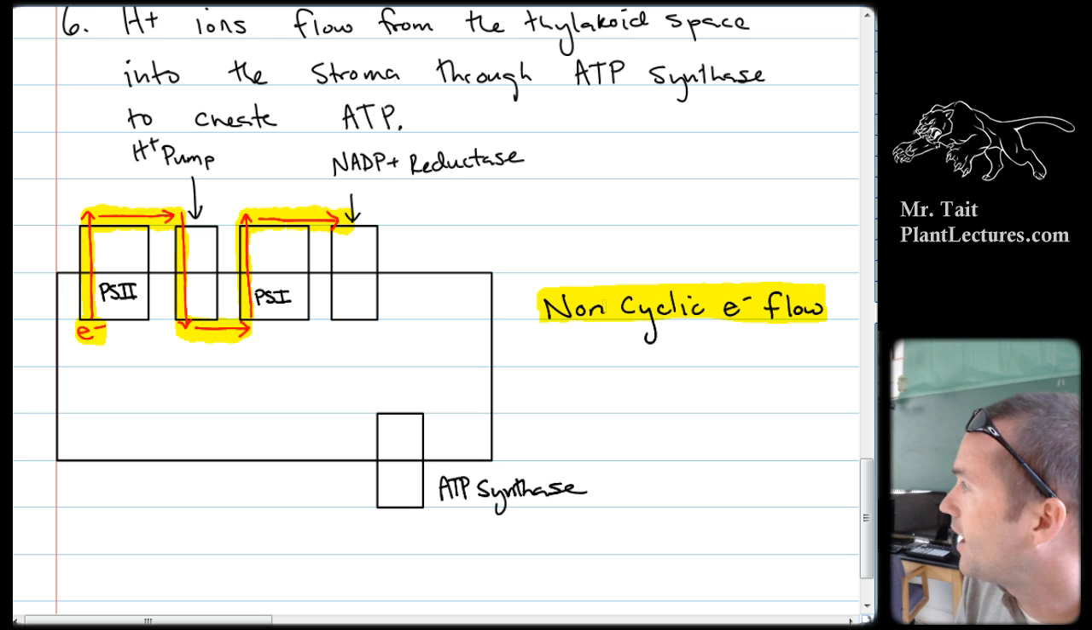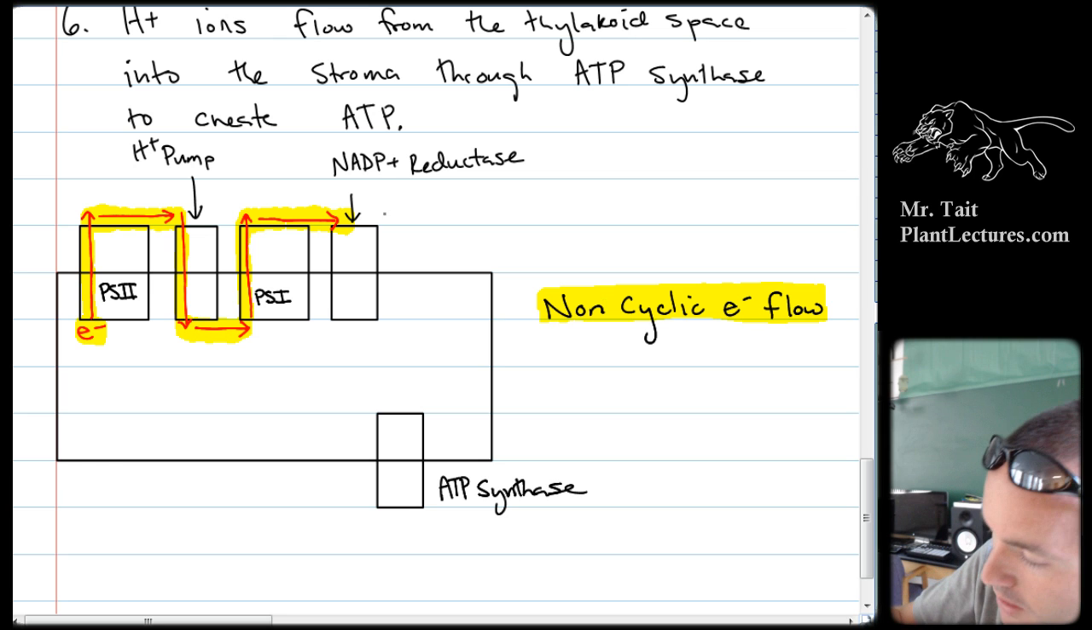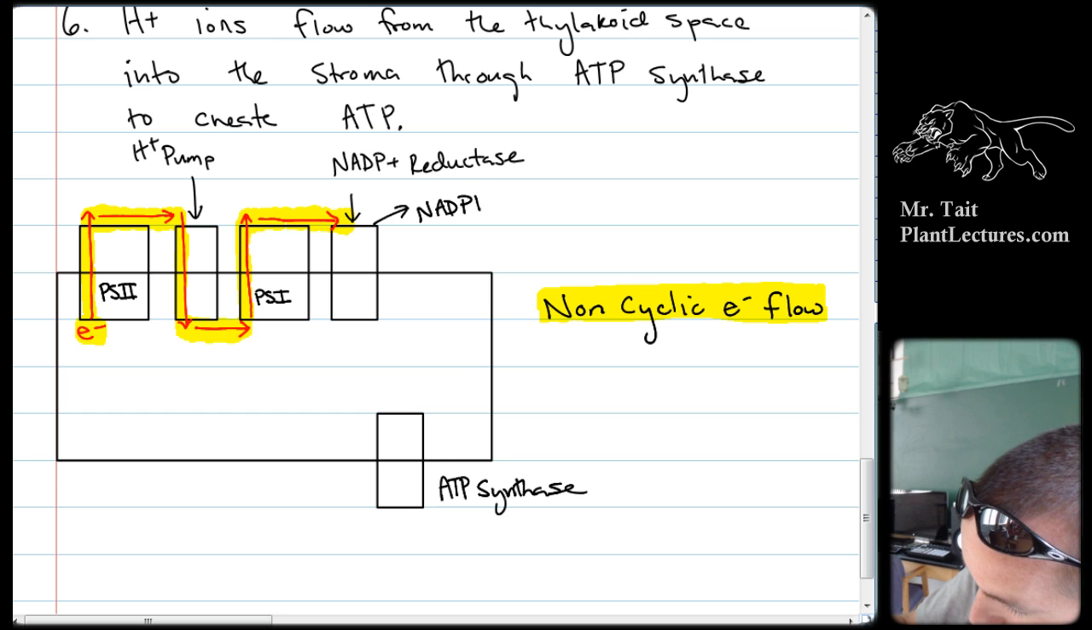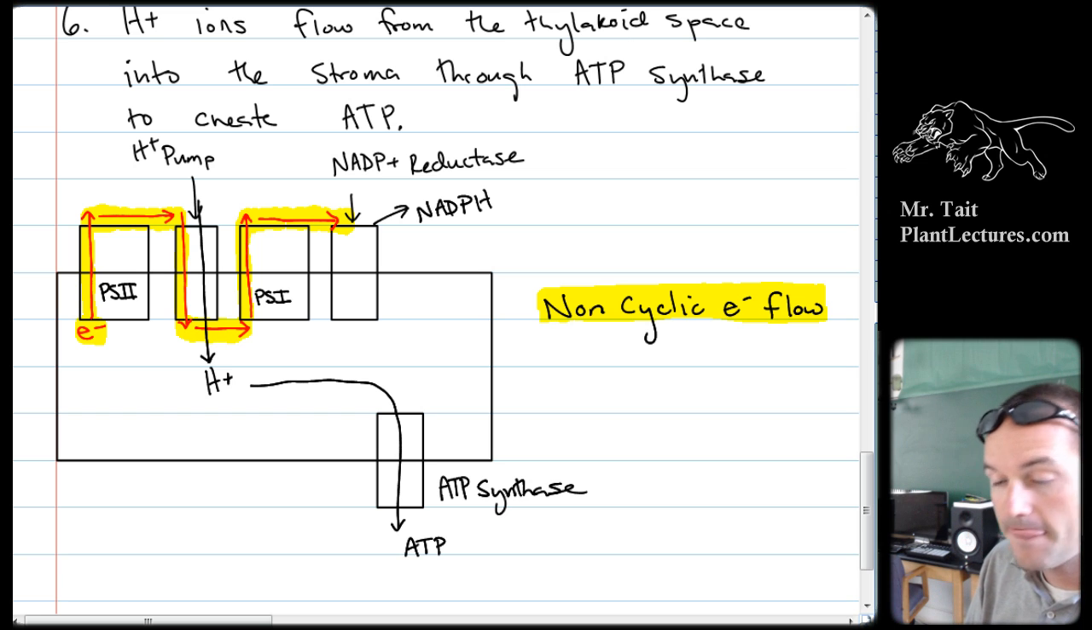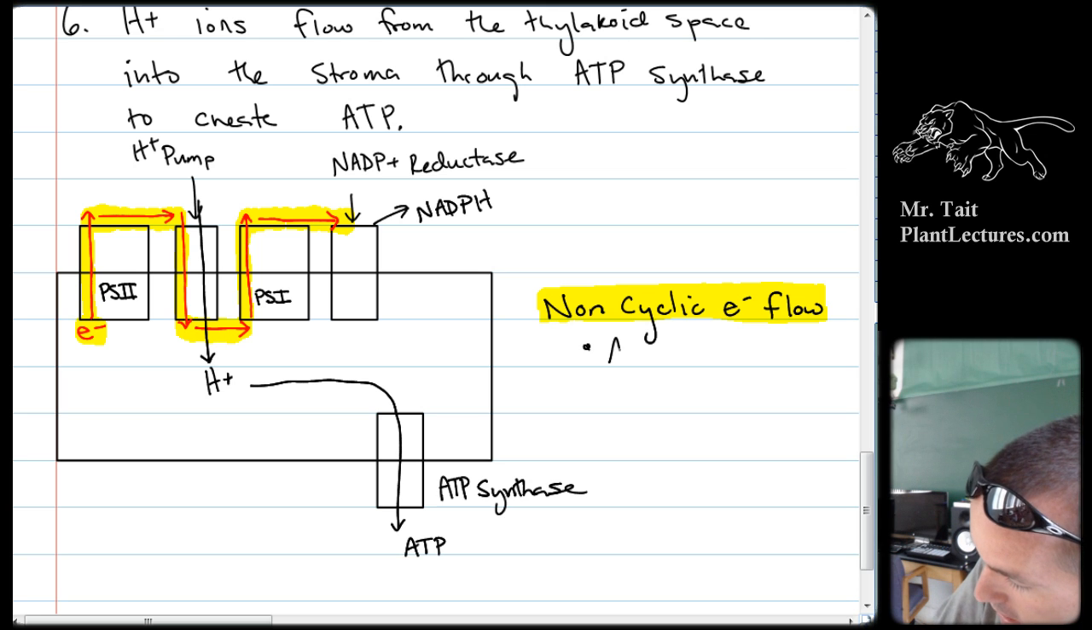Yes? Non-cyclic electron flow at the end is going to produce NADPH. And it's also going to pump H plus ions in. And those H plus ions are going to flow through ATP synthase to create ATP. Yeah? Everybody agree? Okay, so this creates ATP, and it creates NADPH.